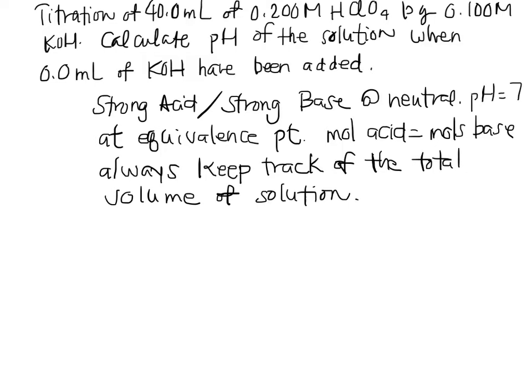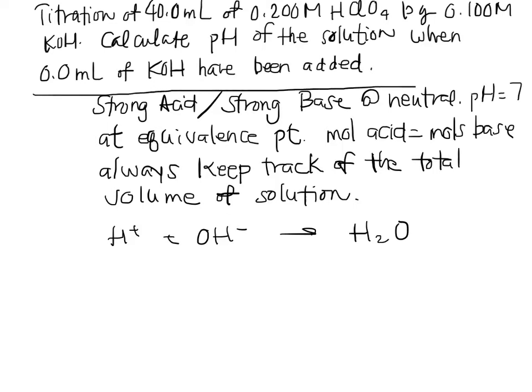What else do we know? We know if we have a strong acid and a strong base, your net ionic equation is going to be H plus plus OH minus forms water. And I think that's about it for now. So for the first part, I don't think we need to use all this information, but for the first part it says what is the pH of the solution when 0 milliliters of KOH have been added.